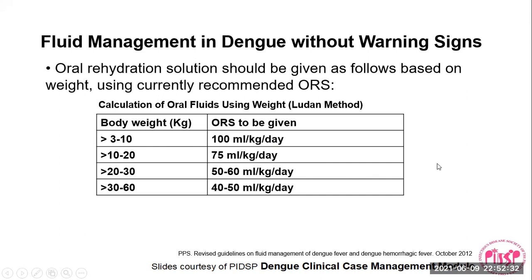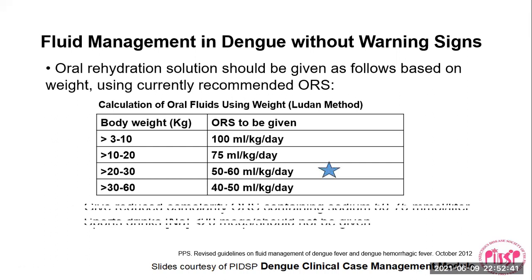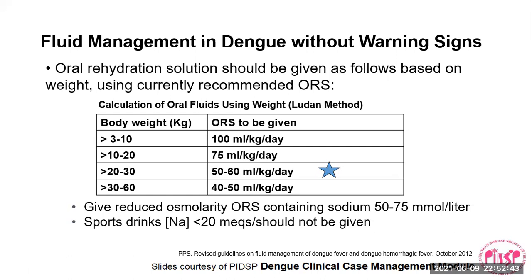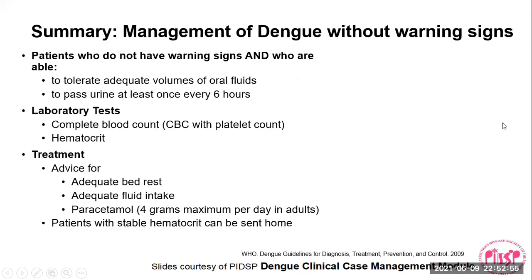So based on this, we give them around 50 to 60 ml per kilo per day. And this would be equivalent to around 1,200 ml per day. So we give a reduced osmolarity ORS containing sodium of 50 to 75 millimole per liter only. So soft drinks and sports drinks which are lower in sodium should not be given.